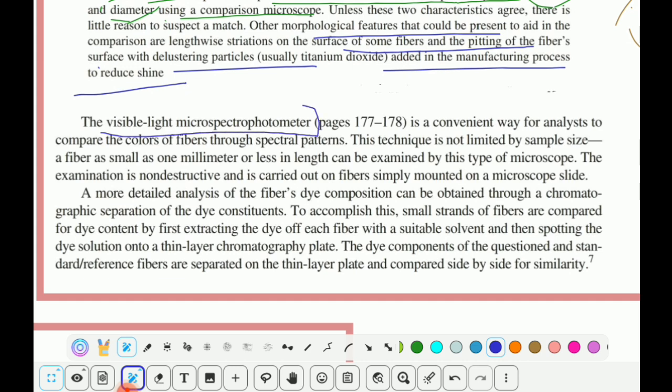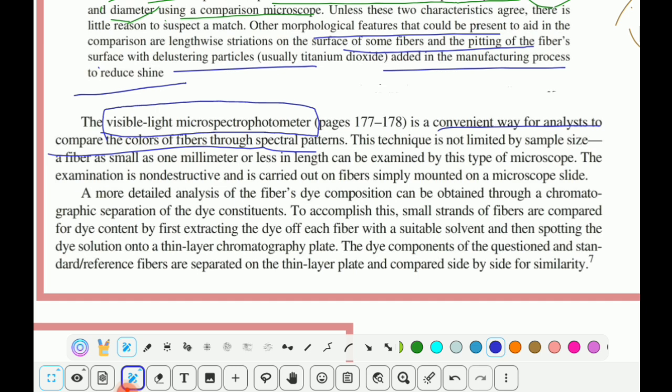Then another observation is made via the microspectrophotometer, the visible light microspectrophotometer. It is another device that is of great importance because it is based on the analysis of the sample based on the different spectrum that is obtained from the color. Fibers would definitely contain some color, and that color would be analyzed by this microspectrophotometer. This is how this device looks.